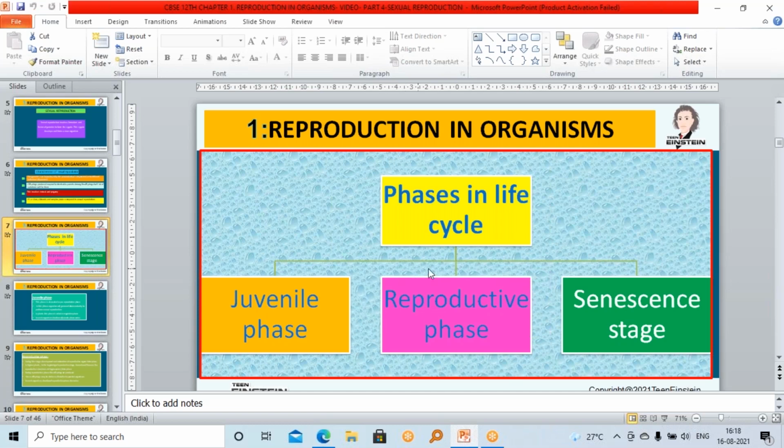In the phases of the life cycle of an organism, the juvenile phase is coming, the reproductive phase is coming, then the senescence stage is coming. Under the reproductive phase only, sexual reproduction is coming, right? Before that, the juvenile phase is coming. Before reproduction, during the juvenile phase, growth is happening. In this stage, the organism is getting ready for reproduction, or the body of the organism is getting prepared to face the reproductive stage.